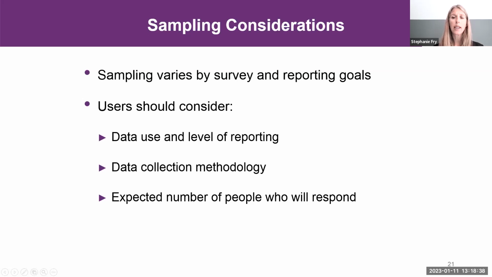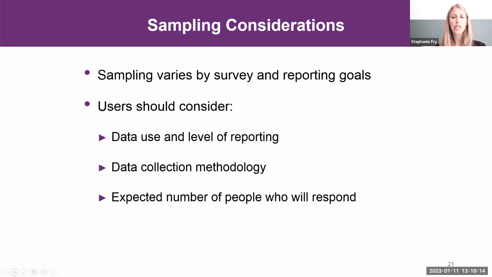The CAHPS Consortium conducts extensive testing to support users in deciding how many surveys they will need to field in order to answer their research question. We conduct testing to assess level of reliability and validity of CAHPS items and measures based on the number of completed surveys you would need. Sampling is a way to get at a representative portion of your population so that you don't have to try to collect data from every single member. The specifics of sampling will vary by survey and also by your intended goal for the data collection and reporting.